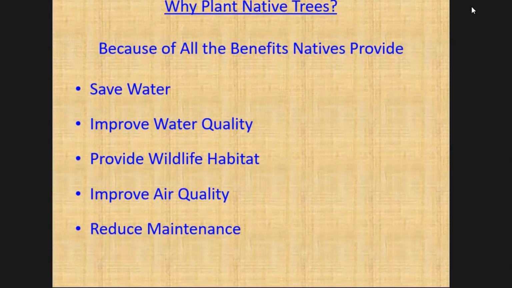Not that non-native plants don't do that, but non-native plants may not be a source of nectar and flowers for certain insects. We all know insects are basically the root of the whole food chain, right? So it's not that other non-native trees can't do this, it's just that native trees do it better.